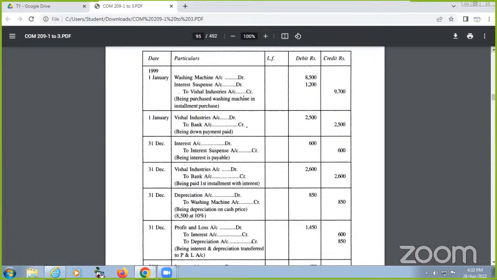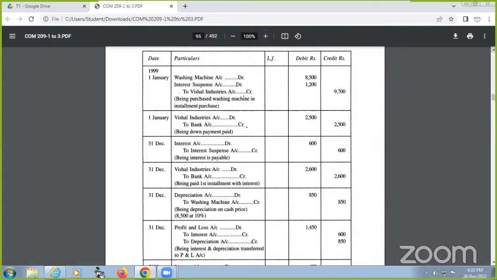Washing machine account debit 8,500. Interest suspense account 1,200. To Vishal Industries account 9,700. Being purchase of washing machinery in installment purchase. Vishal Industries account debit 2,500, to bank 2,000. Being down payment paid.